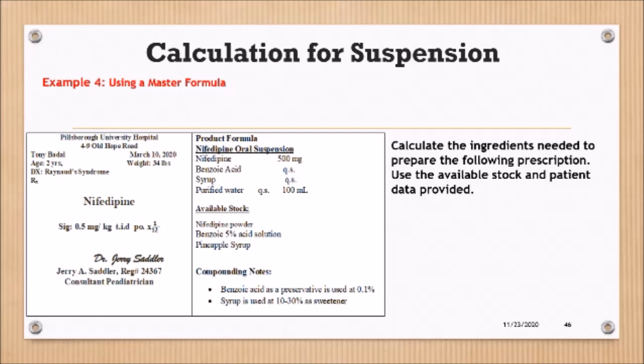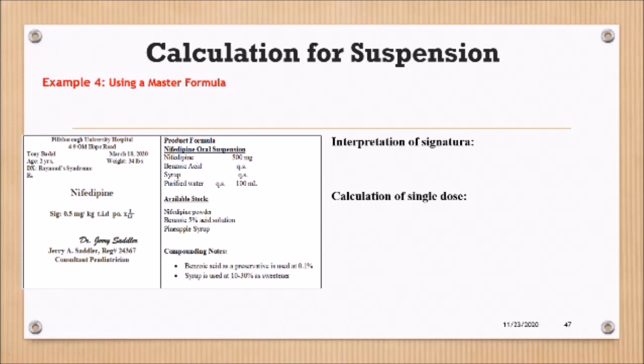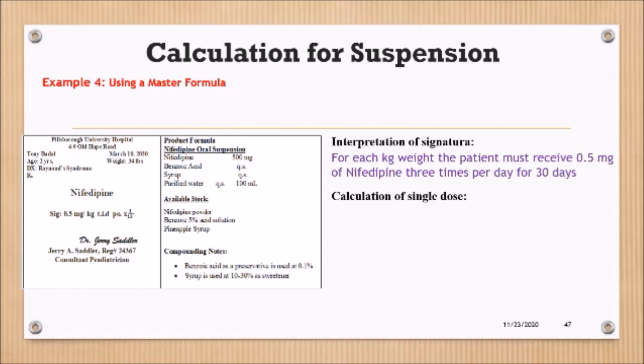All right, so the question is saying, calculate the ingredients needed to prepare the following prescription using the available stock and the patient data provided. So we're going to interpret the signature, which we pretty much did. We know that the person has a weight of 34 pounds, so clearly we're going to have to calculate the weight in kilograms, and that kilogram weight is going to determine the dose. And we know that it's given 3 times a day for 30 days.